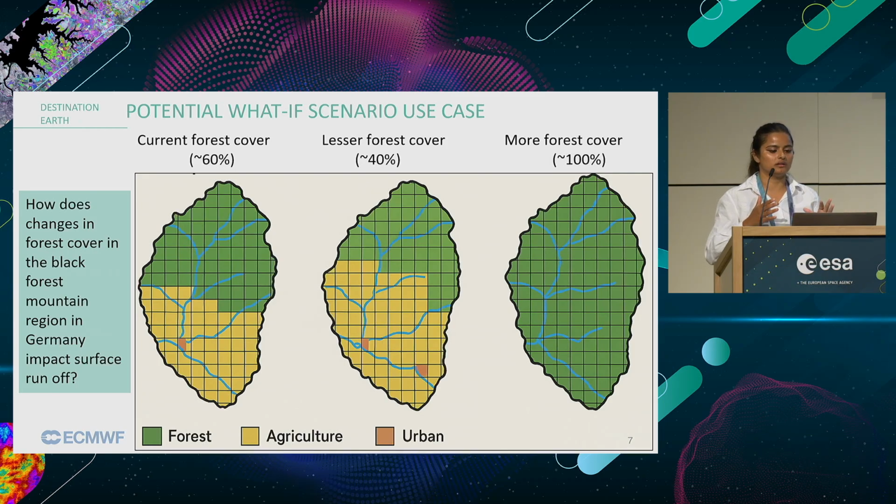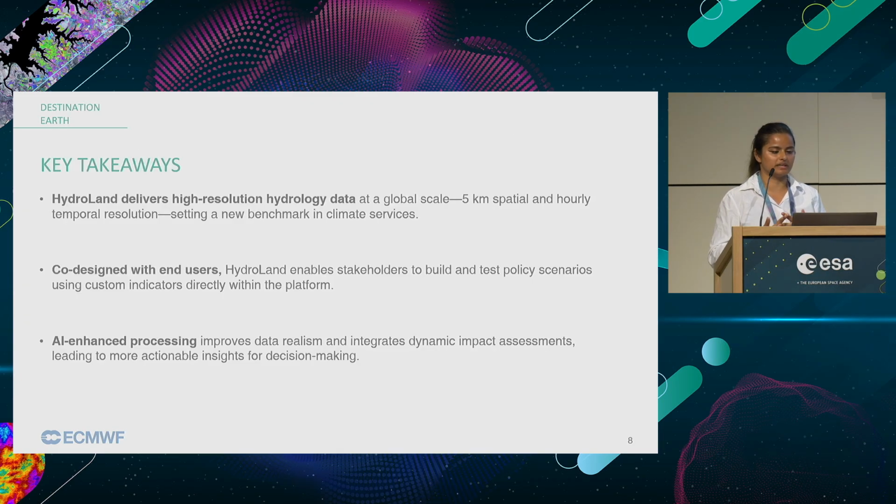And then based on the delta between the current forest cover and the best and worst case scenario, we can actually understand the impact of these policy scenarios on the indicators or variables that are of interest to them.